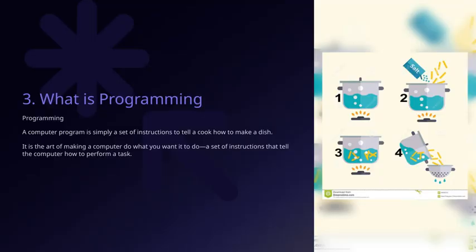So, what exactly is programming? Well, at its core, a computer program is really just a set of instructions. Think of it like a recipe for a cook. It's telling the computer exactly how to make something happen. Programming is essentially the art of making a computer do what you want it to do. It involves creating clear, step-by-step instructions that guide the computer through a task. This way, we can harness the power of computers to solve problems, automate tasks, or create amazing applications. Remember, at the heart of programming is communication, writing instructions that the computer can understand and follow precisely.